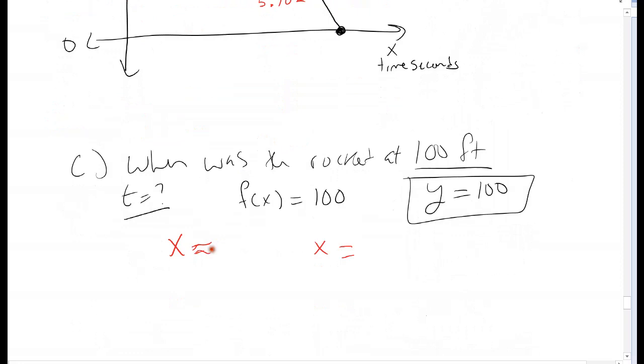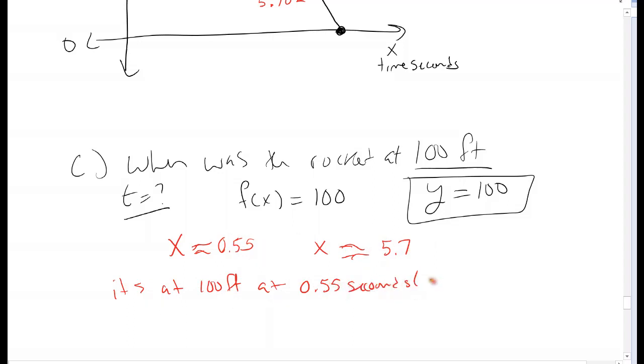So the answers are at approximately 0.55, around 2 decimal places, and 5.702. Alright, so it's at 100 feet at 0.55 seconds, and that's on its way up. And again at 5.7 seconds on its way down. Alright, so twice. Twice it hits 100 feet.